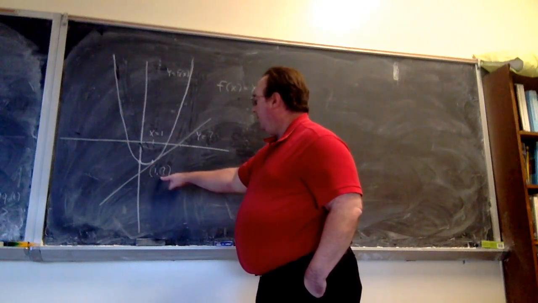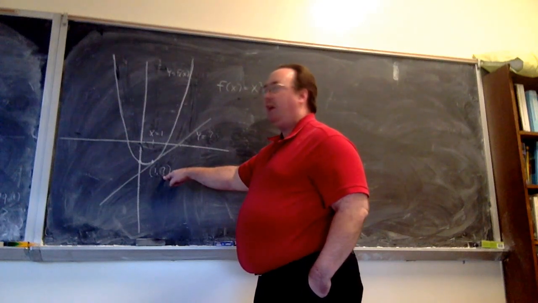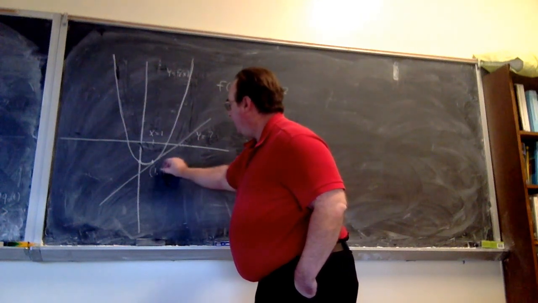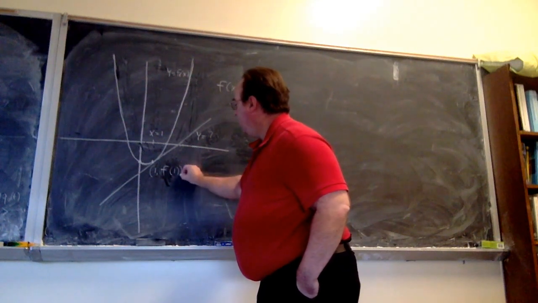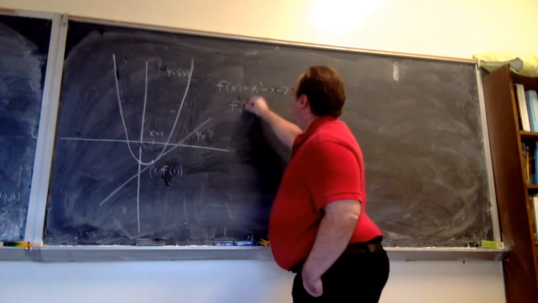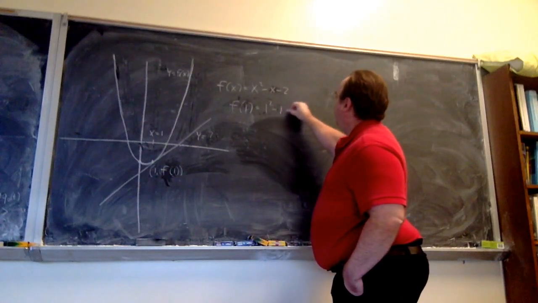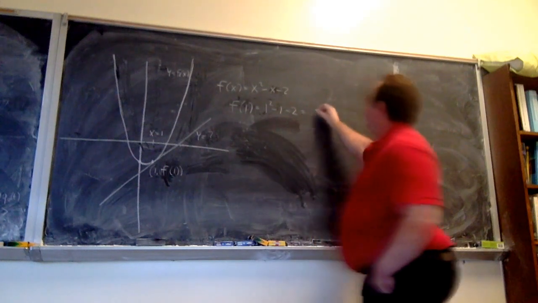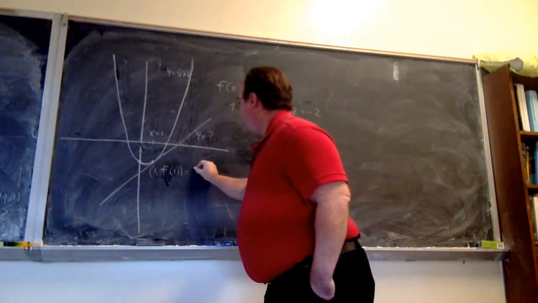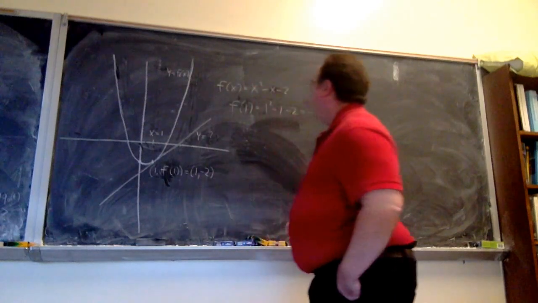And I've labeled the point here with the x-coordinate 1 and the unknown y-coordinate. To get the y-coordinate, we have to substitute x equals 1 into the function. So, to compute f of 1, we substitute x equals 1, we get 1 squared minus 1 minus 2, and that gives us minus 2. So this point on the graph of f of x is x equals 1, and y is minus 2.